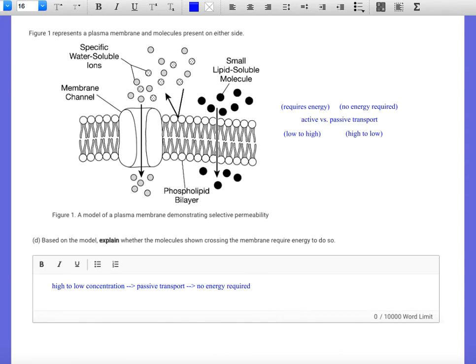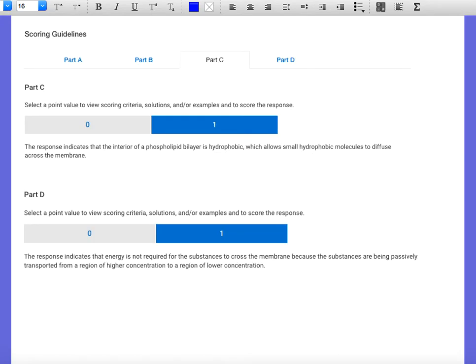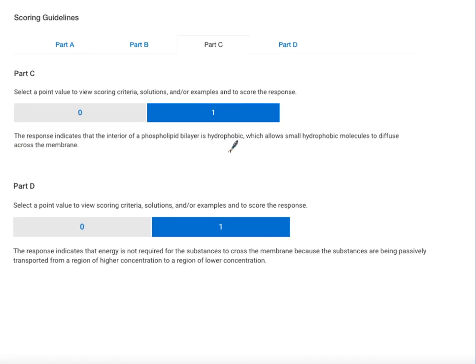Cool. Now let's check our answers. The interior of the phospholipid bilayer is hydrophobic, which allows small hydrophobic molecules to diffuse across the membrane. And the response indicates that energy is not required because the substances are being passively transported, just like we said. Energy is not required, passively transported, higher concentration to lower concentration.